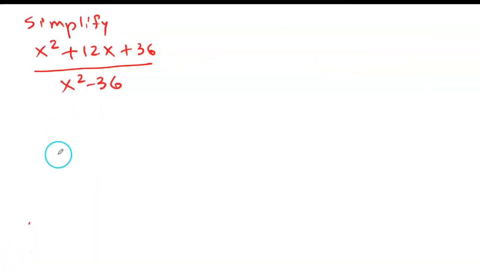So now I have this. Simplify x squared plus 12x plus 36 on the top, and on the bottom, x squared minus 36. Is it a rational function? Yes, I have an x under my denominator. What's my first step? Factor. That's what I need to do.